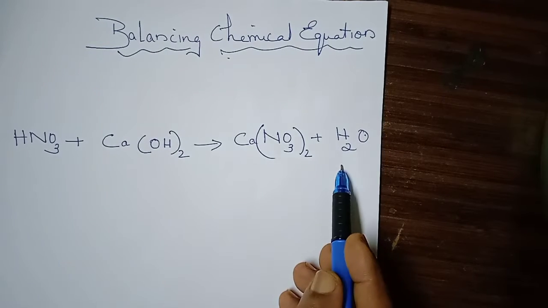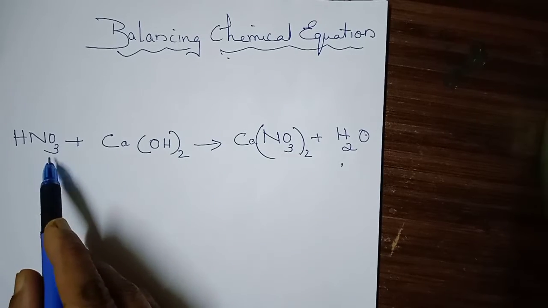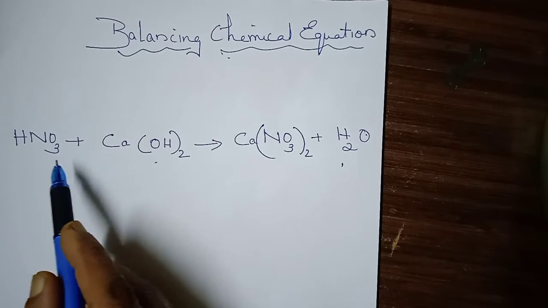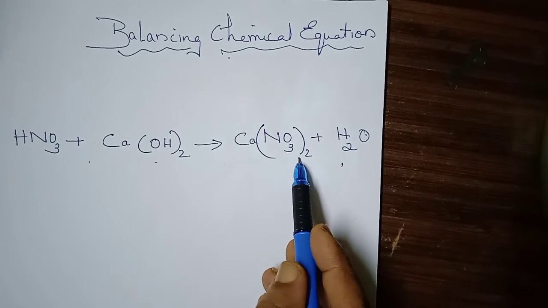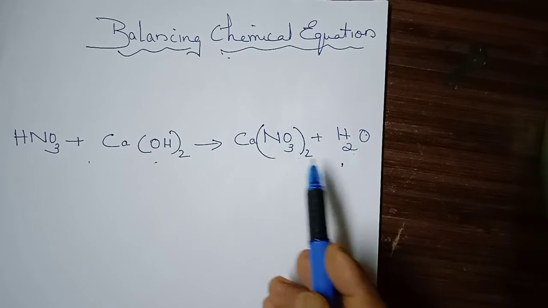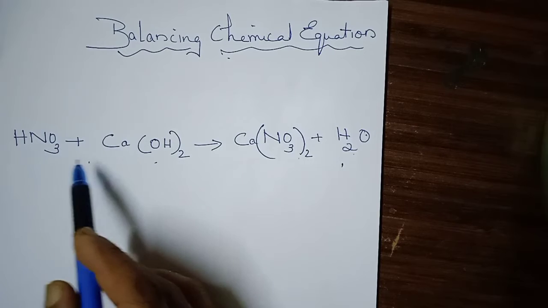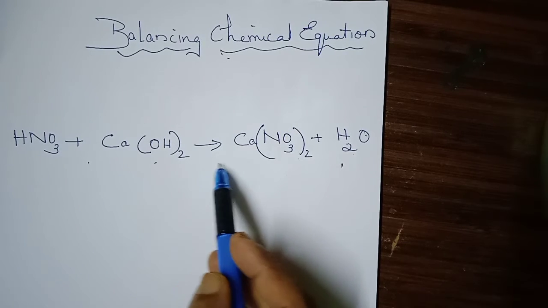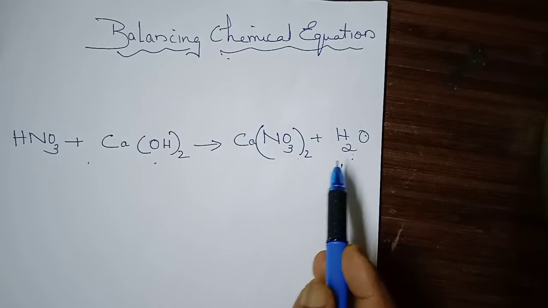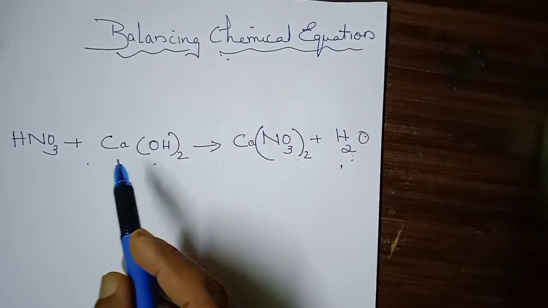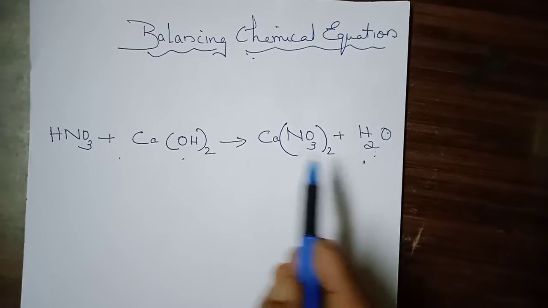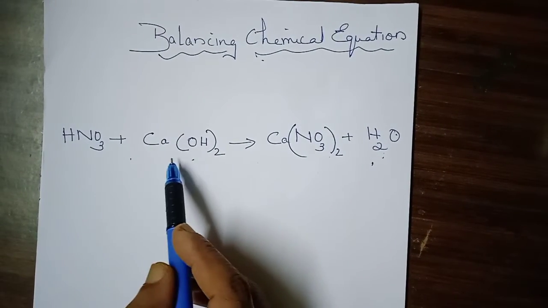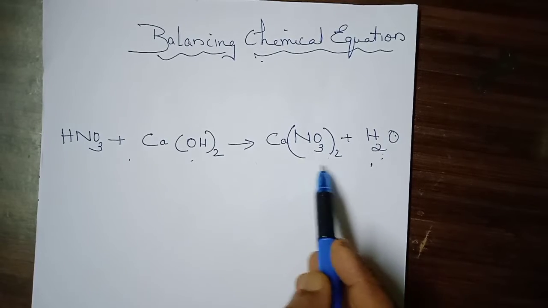That is, in the case of a chemical reaction, the number of atoms in the reactant side will be equal to the number of atoms in the product side. Or in other words, the mass of the reactants will always be equal to the mass of the products. So before a reaction, the mass will be equal to the mass after the reaction. That is the reason why we balance any chemical equation.